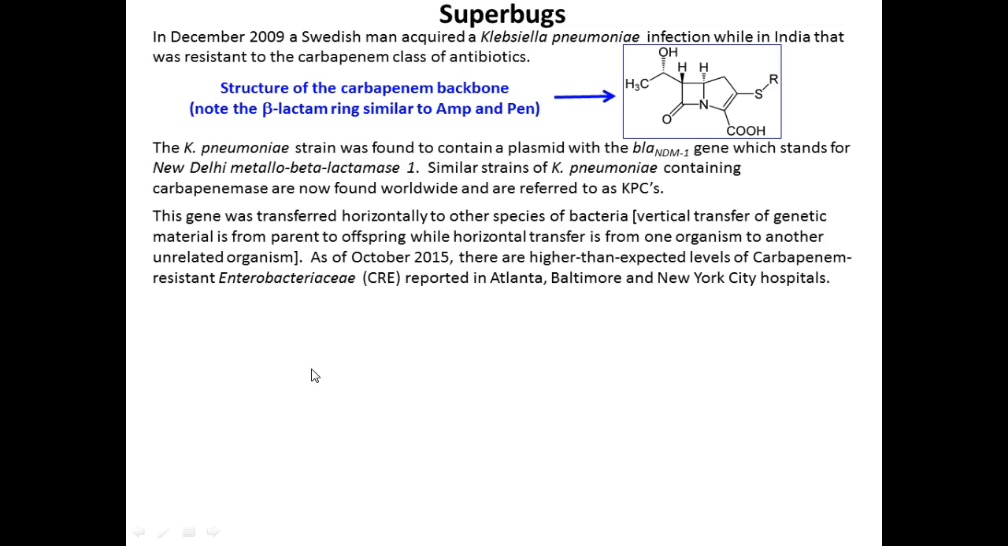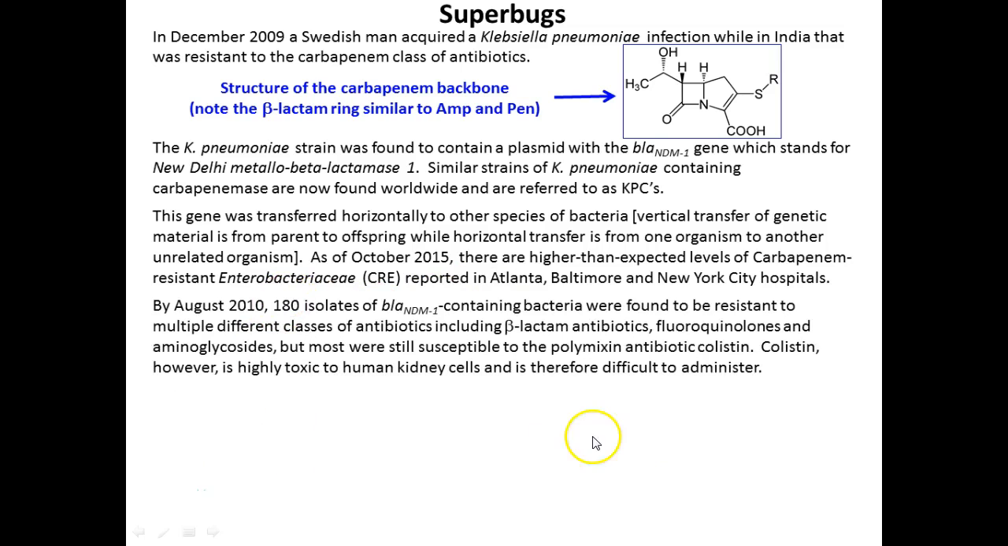This gene, they believe, has been picked up by other bacteria. We see this gene a lot, unfortunately, and so it's created quite a serious problem in that we have a lot of bacteria that have gained this enzyme that can destroy penicillin-like drugs. As of 2010, they have found 180 isolates, different bacteria, that have this gene that can destroy beta-lactam drugs.